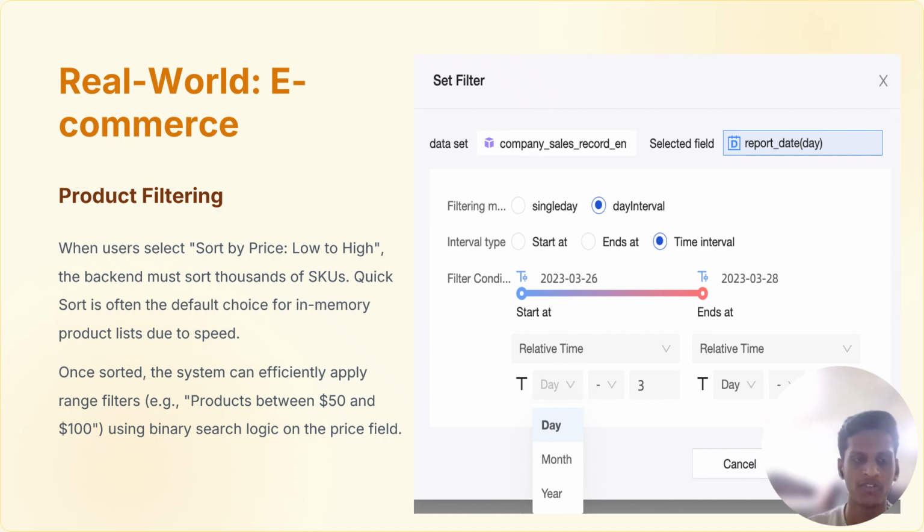Let's see how. First, the user picks sort by price, low to high, then filters price between 500 and 1500, so the website must arrange thousands of products very quickly. Let's see why sorting is important. Products are sorted like arranging books on a shelf. Once sorted, it becomes easy to apply filters or find a specific item quickly.